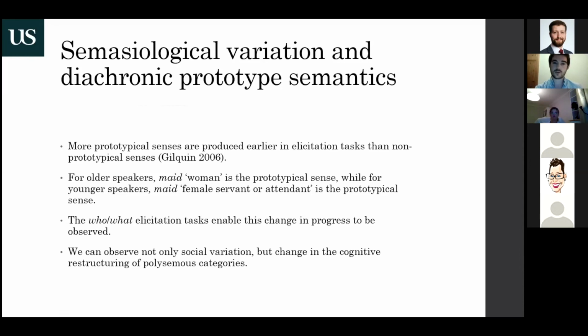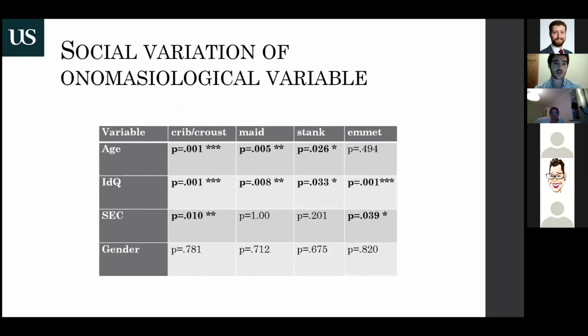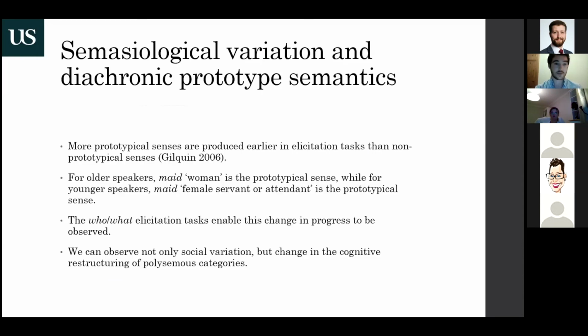So we can not only observe social variation, but we can also observe changes in the cognitive restructuring of listeners' categories. Okay, so that's just an example of what we can do with semasiological variation.